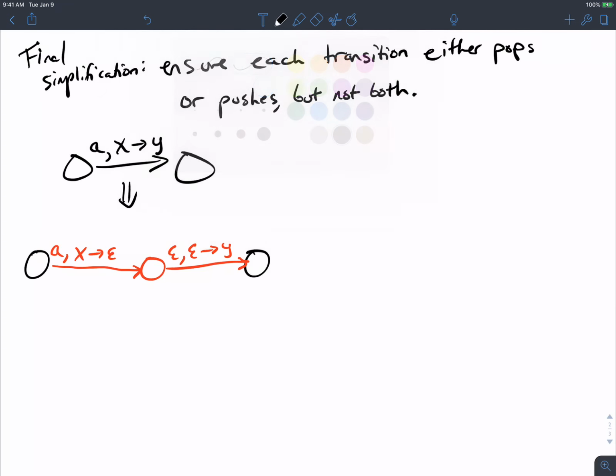Well, what other kind of a bad transition might occur? Yeah, I don't do either. So we may have a situation where we read an A, don't pop and don't push. So what would we do in this case? Yeah, push something and then pop. That's the correct answer. Here's an incorrect answer. Pop whatever's on top of the stack and then push it back on.